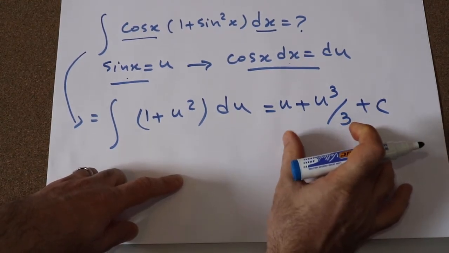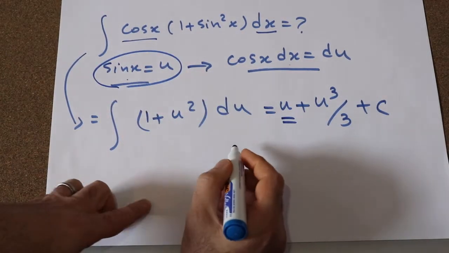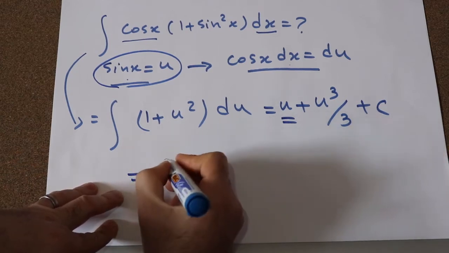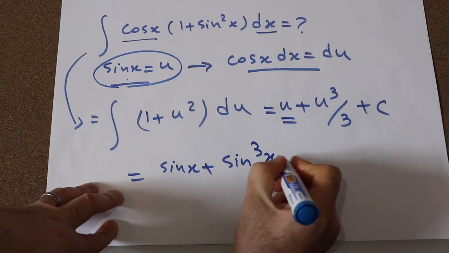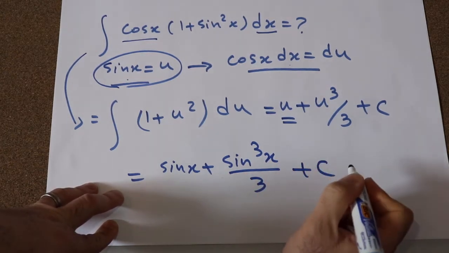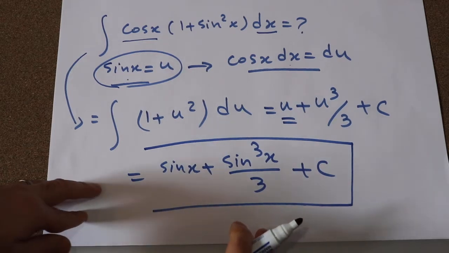So all you need to do here is substitute this parameter u with the definition of u, which is sine x. Therefore, this will be equal to sine x plus sine cubed x divided by 3 plus c, which is the constant of the integral. And that is the solution to our integral.